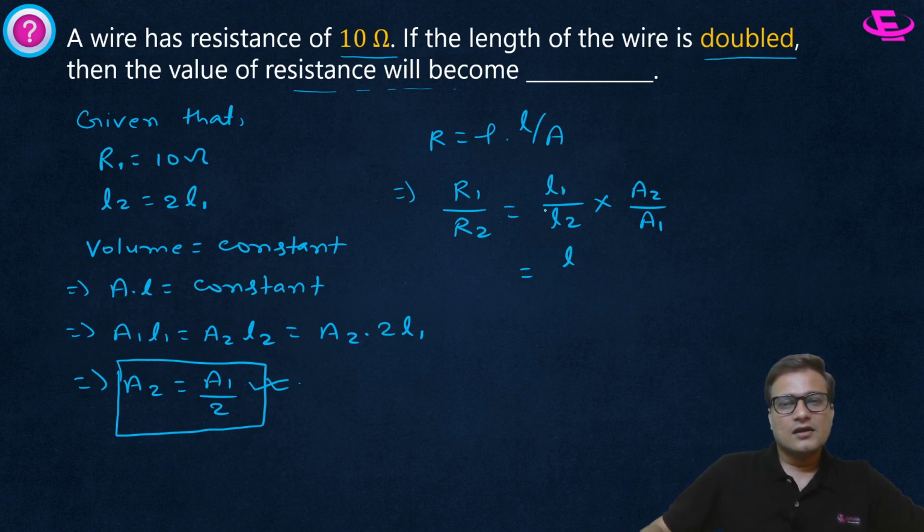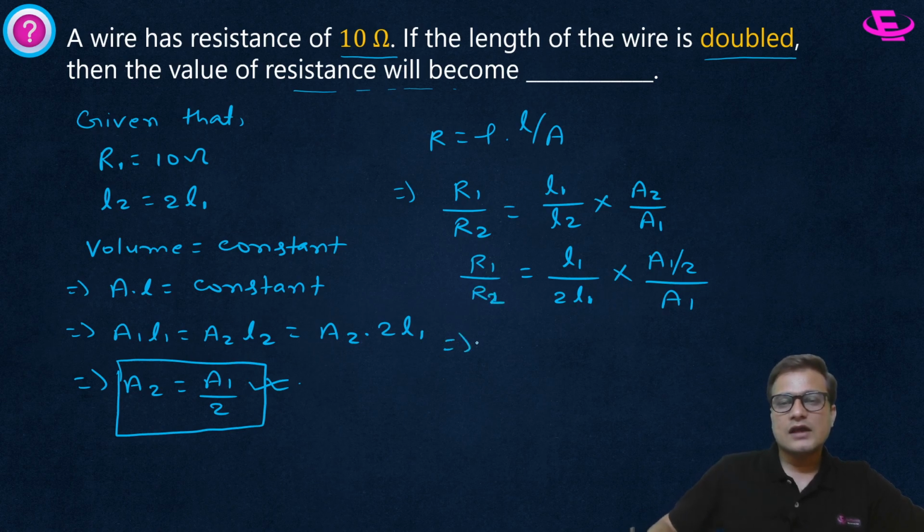Here if you write, L1 divided by L2. L2 is 2 L1 into A2. A2 is A1 by 2. That means A1 by 2 divided by A1. This is R1 by R2.